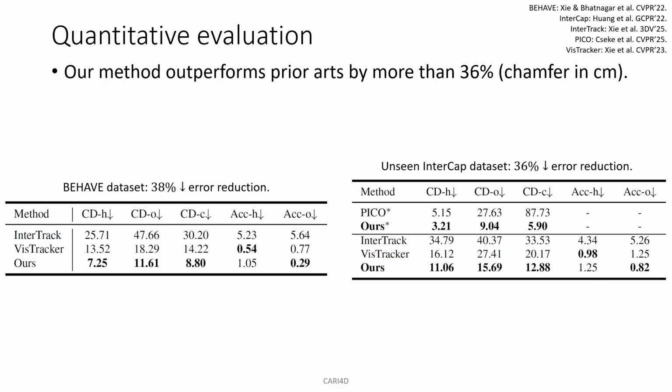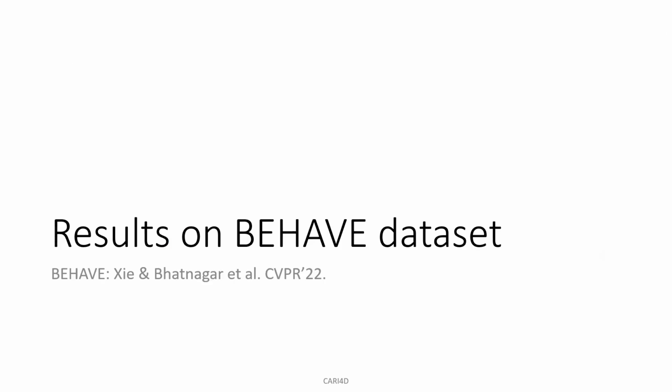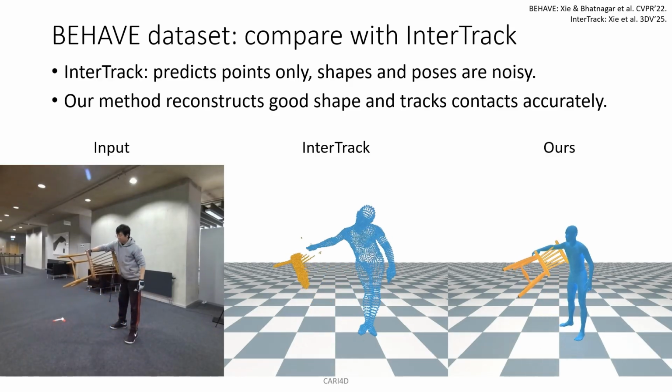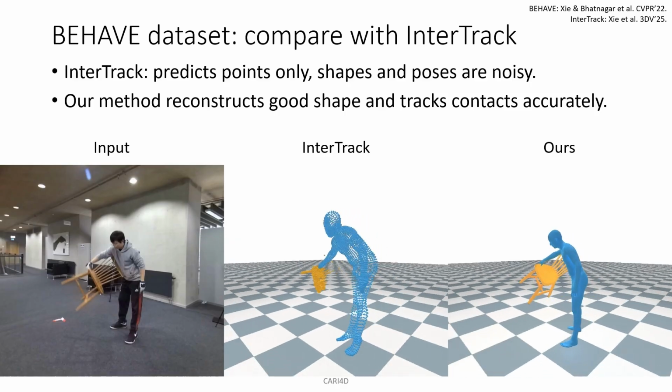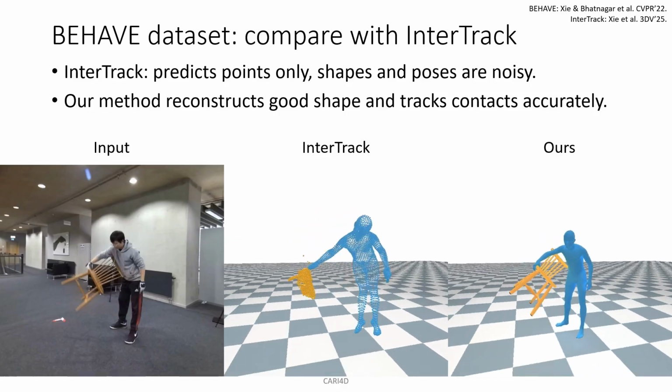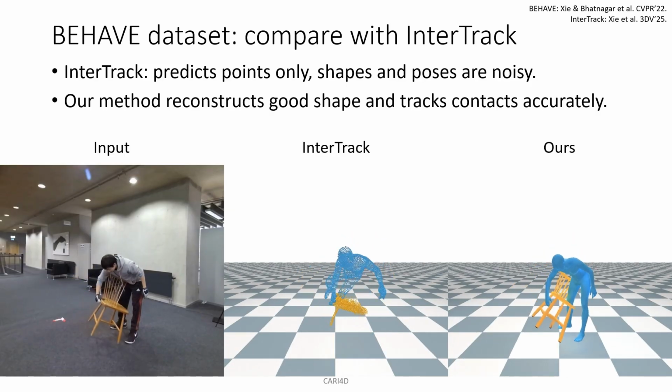We evaluate our method on the BEHAVE and unseen InterCap datasets. Our method outperforms previous methods by 38% on BEHAVE and 36% on the unseen InterCap dataset. We now show video comparisons. InterTrack can only predict point clouds as output, and the predicted shapes and poses are noisy. In contrast, our method reconstructs good shape at metric scale and tracks the pose and contacts accurately.